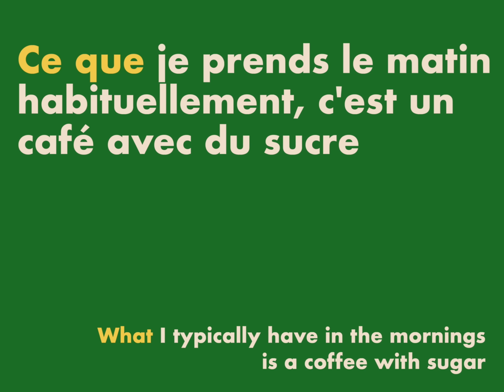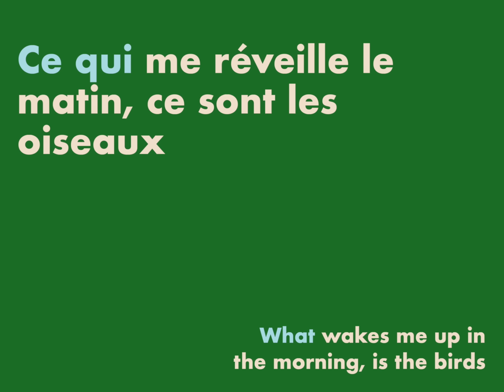Alright, while we're here on the qui versus que, we might as well throw in the quick ce qui, ce que. Suckers! Ce que je prends le matin habituellement, c'est un café avec du sucre. What I typically have in the morning? It's a coffee with some sugar. That would be ce que. What I have, like what I take in the morning. What is the object of the prendre? Then this next one, ce qui, is doing the sentence. Ce qui me réveille le matin, ce sont les oiseaux. Ce qui me réveille. What's waking me up? Ce qui.